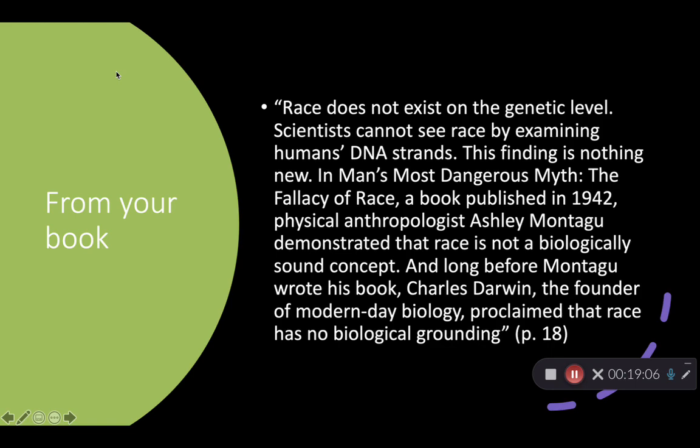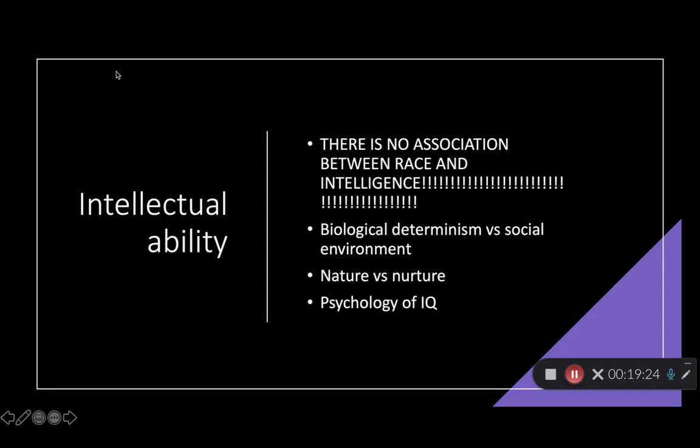In Man's Most Dangerous Myth, The Fallacy of Race, a book published in 1942, physical anthropologist Ashley Montagu demonstrated that race is not a biologically sound concept, and long before Montagu wrote his book, Charles Darwin, the founder of modern-day biology, proclaimed that race has no biological grounding.